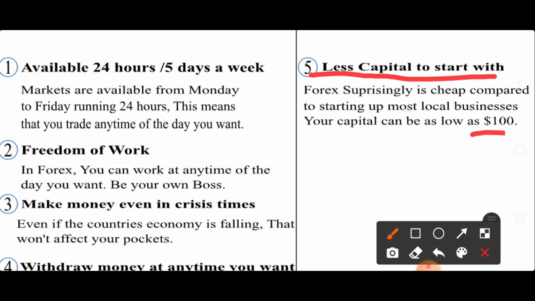So forex trading is cheap compared to starting up most local businesses. You can't get $100 and start any local business. It's completely hard. But here, with the right knowledge and right strategies, you can start even if it is $10, $15, $20, as long as you master what you want to master. What you have to master out of this course is that you can start with any money, little as it is, and make it into the financial trading industry.